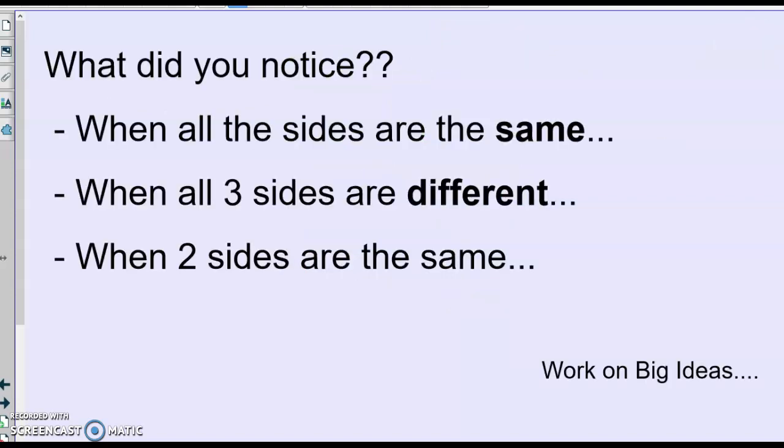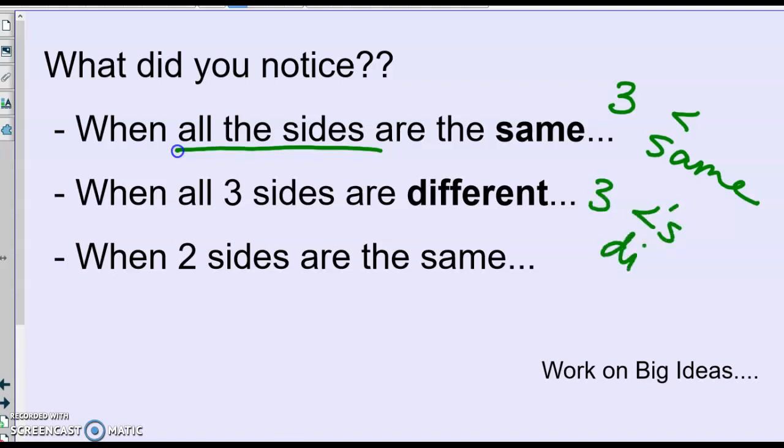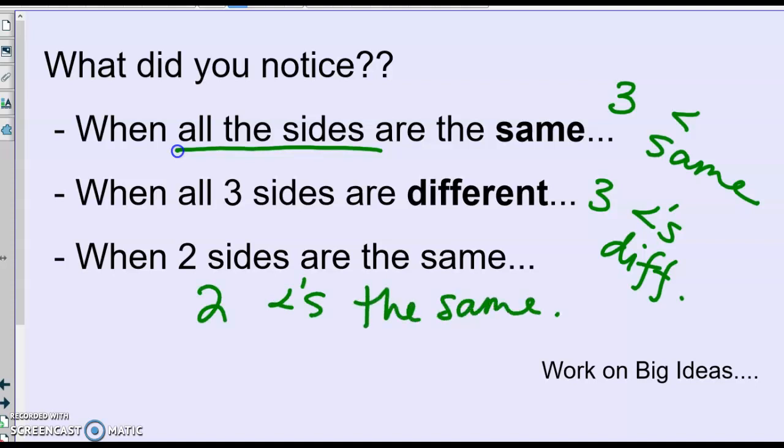So, quick little summary. After going over these slides, we should have noticed, right, that when all 3 sides are the same, we also know that all 3 angles are going to be the same. Okay? And then if all 3 sides are different, then all 3 angles are going to be different. All right? And if 2 sides are the same, then 2 angles are going to be the same. Okay, so that's just something that we need to kind of recognize about triangles.